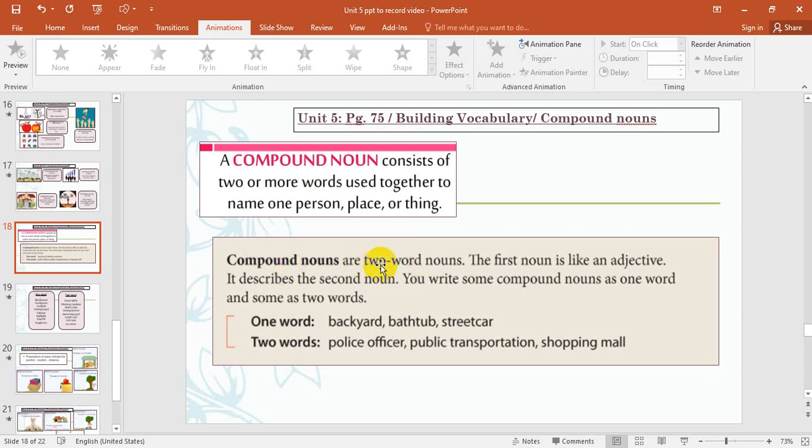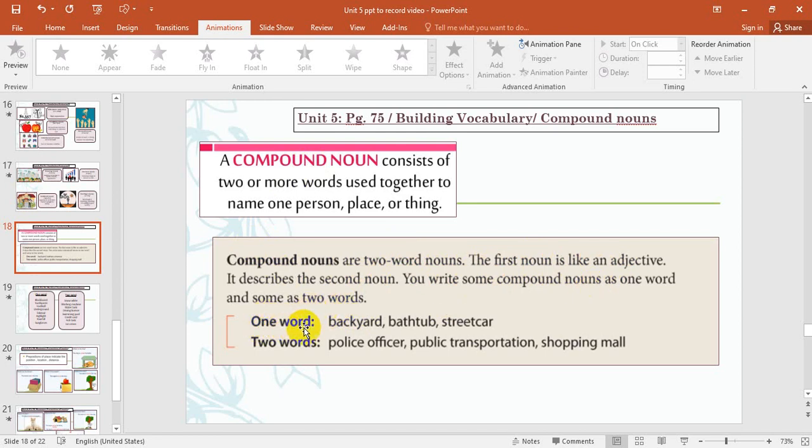So compound nouns are basically 2-word nouns. The first noun is like an adjective. It acts like an adjective and it describes the second noun. You write some compound nouns as one word, or you write them as two words.